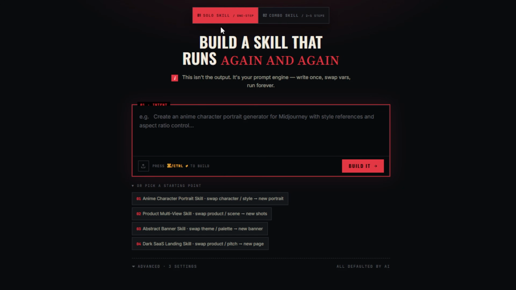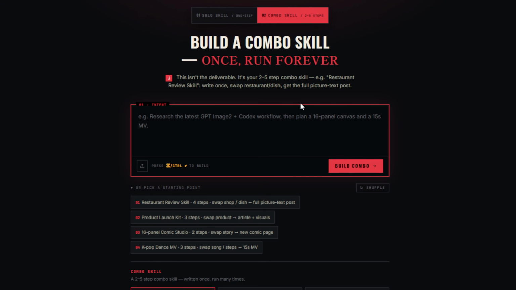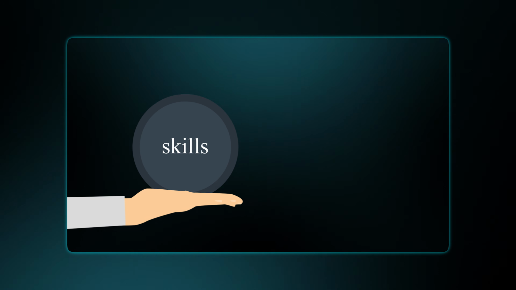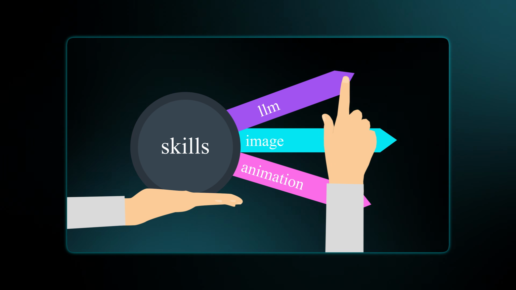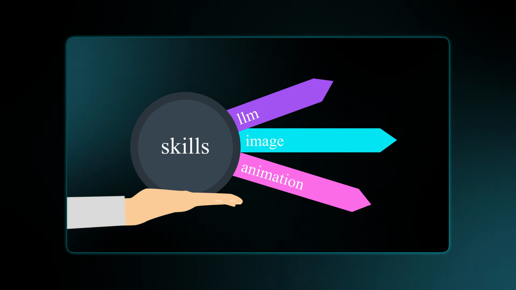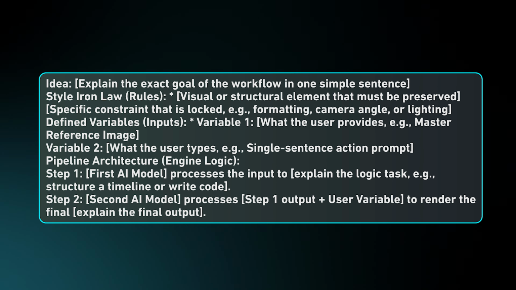A solo skill lets you lock visual rules and parameters for one specific engine, like Nano Banana 2, for a highly controlled task. Combo skills build an automation pipeline, chaining different models together. It lets you engineer an entire production sequence from just one prompt. For example, you can have GPT Image generate a locked 2D asset, which then gets pushed automatically into Seedance for animation. Every template follows this architecture.